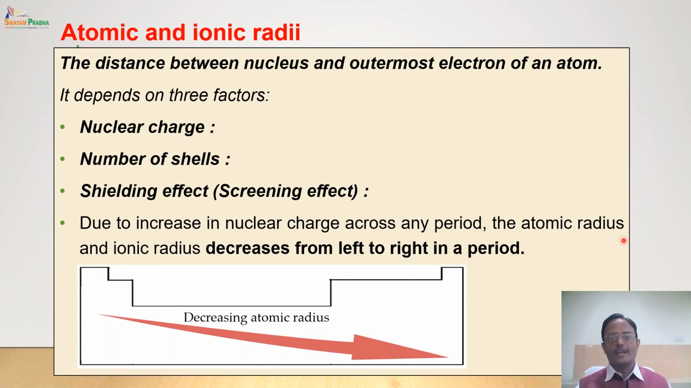When we go from left to right in a periodic table, across period, what will happen? The nuclear charge will continuously go on increasing. Number of shells across a period are constant. Shielding effect has a negligible effect because electrons are added to the same shell, and hence the main factor which governs the atomic radius across a period is the nuclear charge. And since nuclear charge is increasing, the atomic radius will continuously go on decreasing across the period, expected for all the elements in the periodic table.